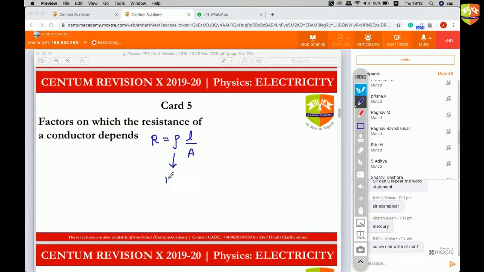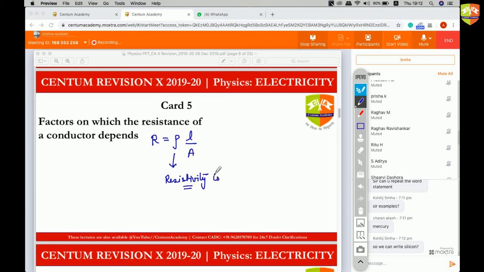Shridhar, you asked about examples. The curve for a non-ohmic conductor is a curve. It's not a straight line. The VI diagram is a curve. Charan, Akash, Mercury, very good. Clear? Fine. So that is about Ohm's law.